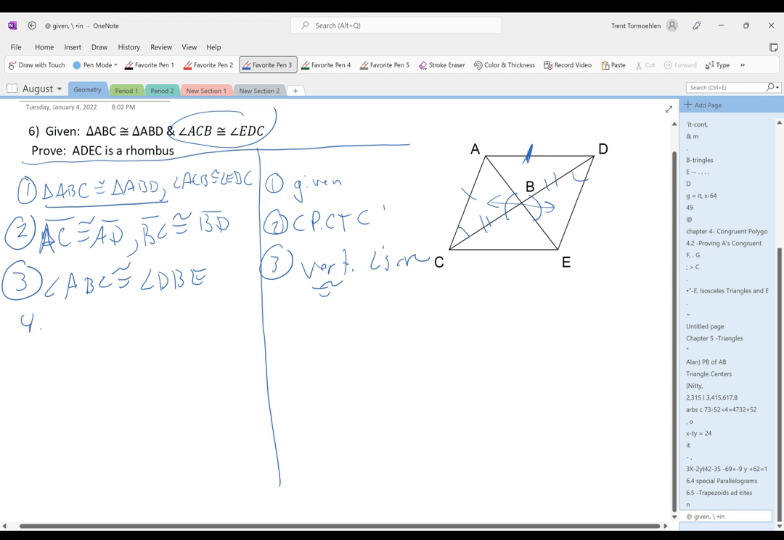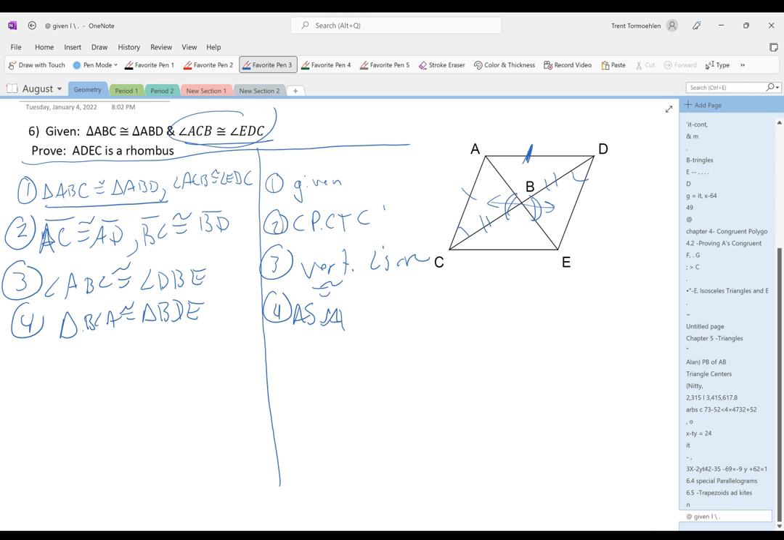And so now we've shown that we have the two vertical angles are congruent, the two angles that are given to us are congruent, and then the BC is congruent to BD. And so from that, we can show that triangle BCA is congruent to triangle BDE. And that's by angle, side, angle. And so by angle, side, angle, the two triangles are congruent to each other.